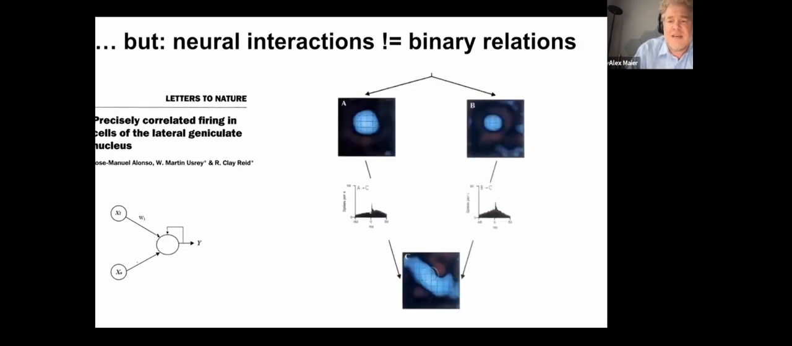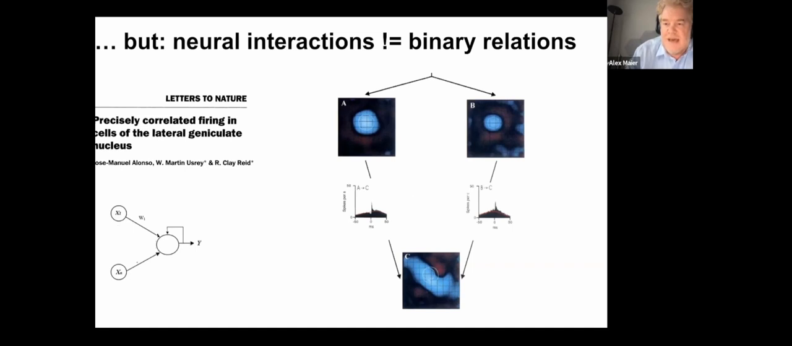And I'm showing right here data from a Nature paper that was published by Clay Reid's lab with Marty Usrey and Jose Manuel Alonso, where they ran across a very rare instance where they got lucky enough to record 3 neurons at the same time in the brain of an animal that were all connected. What I'm showing right here at the top, A and B, are receptive fields of 2 neurons that are in the thalamus of an animal, and then neuron C is in the visual cortex.